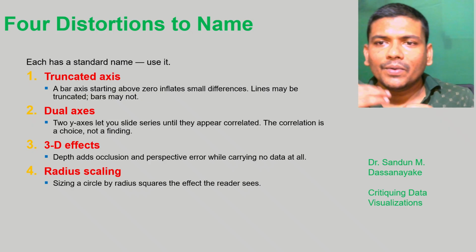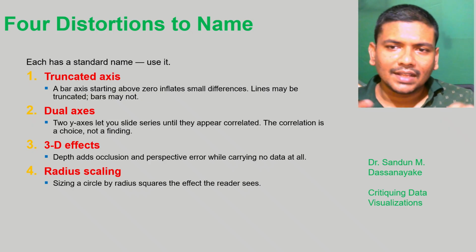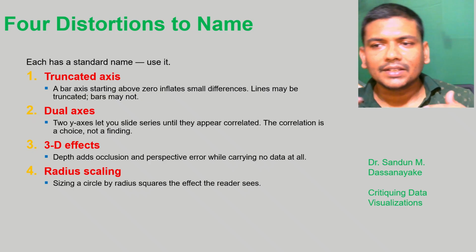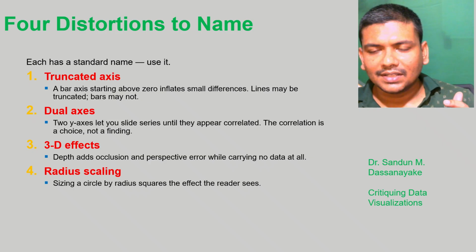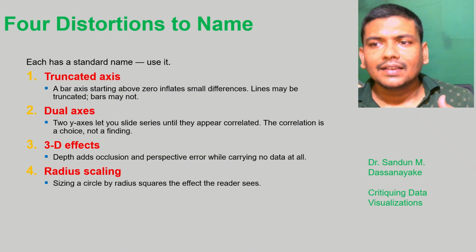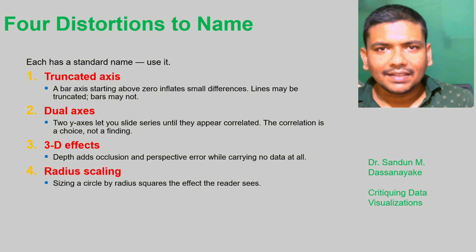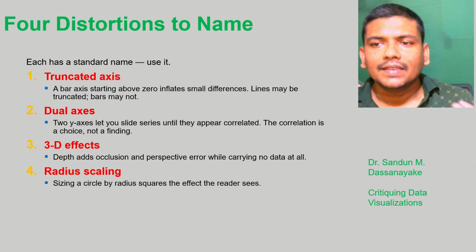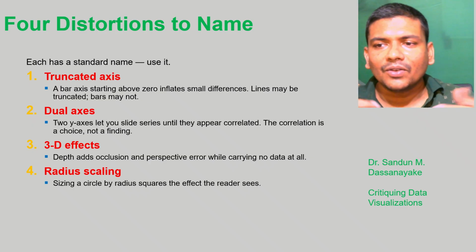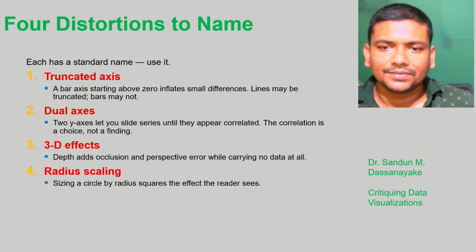Dual axes are more insidious. You can slide two scales relative to each other until any two series appear to move together. So the correlation is something you manufacture. 3D adds occlusion and perspective error while carrying nothing. And radius scaling is the arithmetic trap. Double the radius and the reader sees 4 times the area. So your lie factor is 4 before you have done anything else wrong.